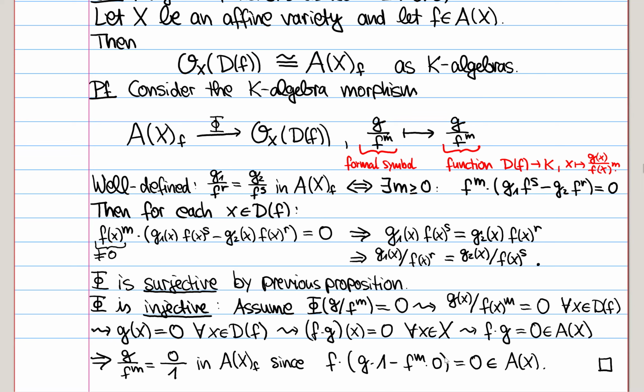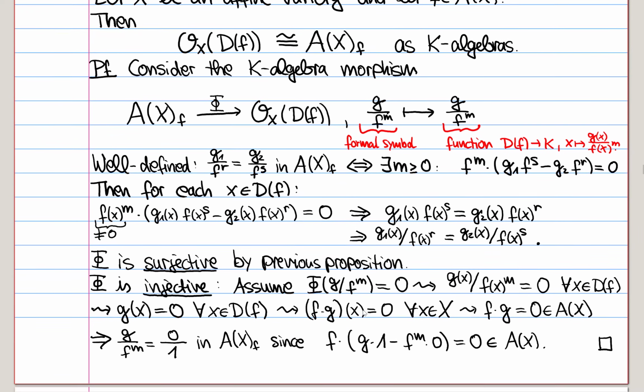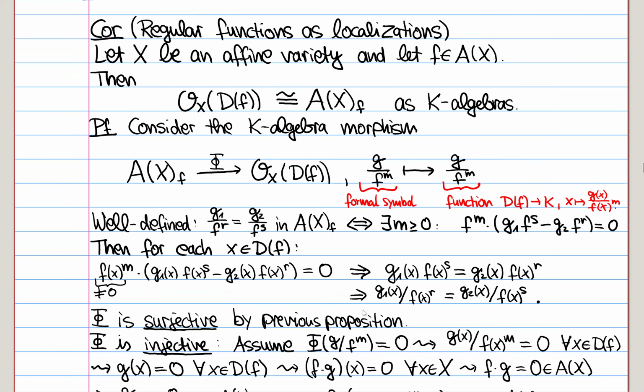Well, this is just killed. And so this just becomes f times g, and f times g is 0. So indeed, it is 0. And so this thing was the 0 element. And so the kernel is just the set containing 0. Okay, this shows injectivity. And here, as a summary, we have seen that this ring of functions is just the localization of all polynomial functions on X at the element f.